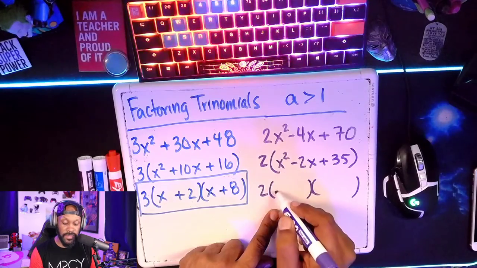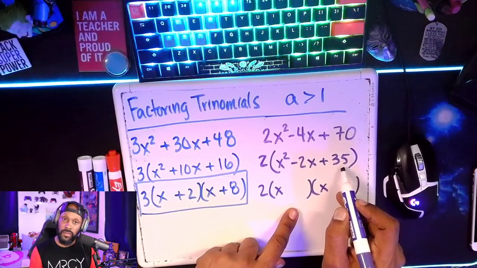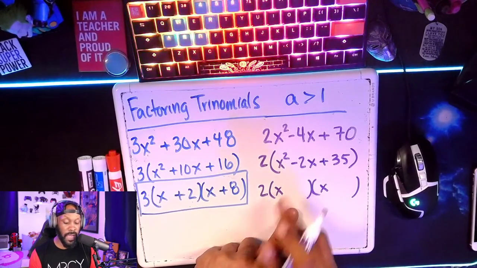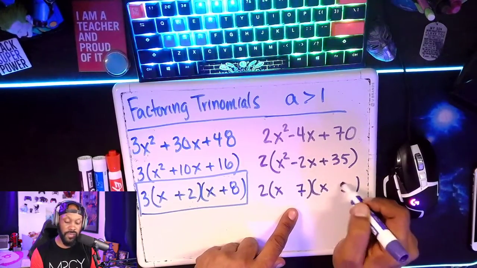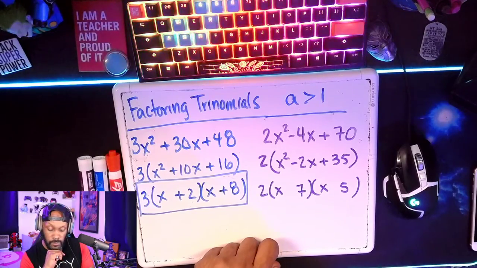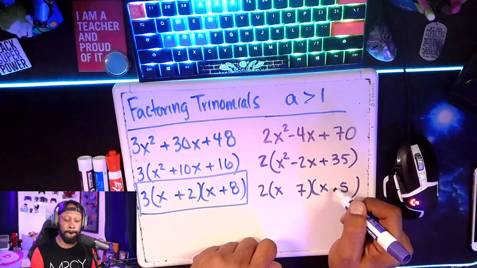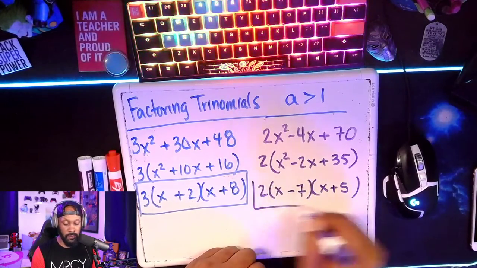First term here is x squared, so x and an x. Then we got factors of 35 that when I multiply them together, I get 35, but add them together, get a negative 2. I'm going to go with a 7 and a 5. Placement of signs is important, friends. What are you thinking? If you got that, then you got that with me.